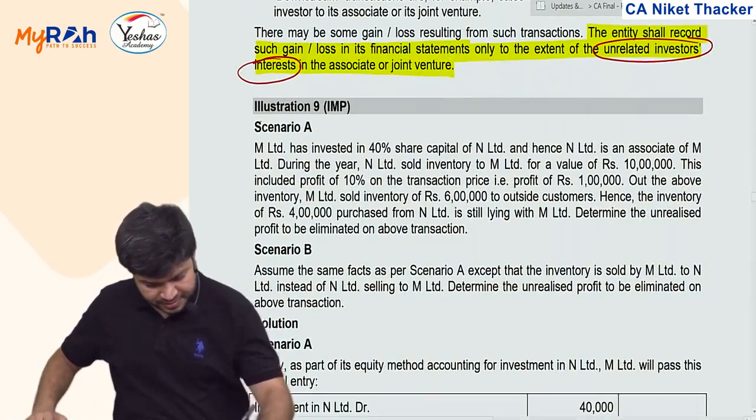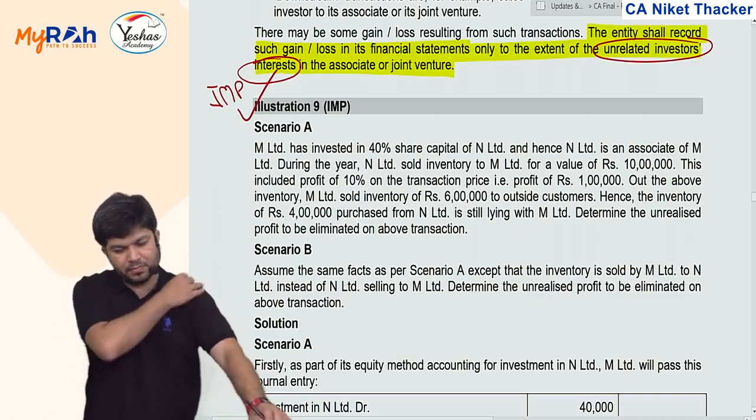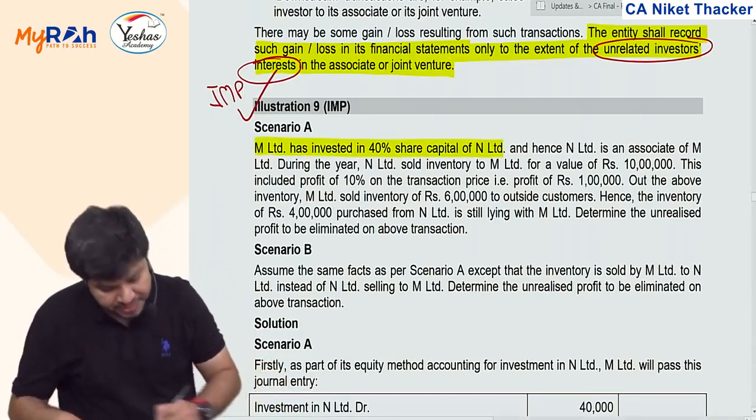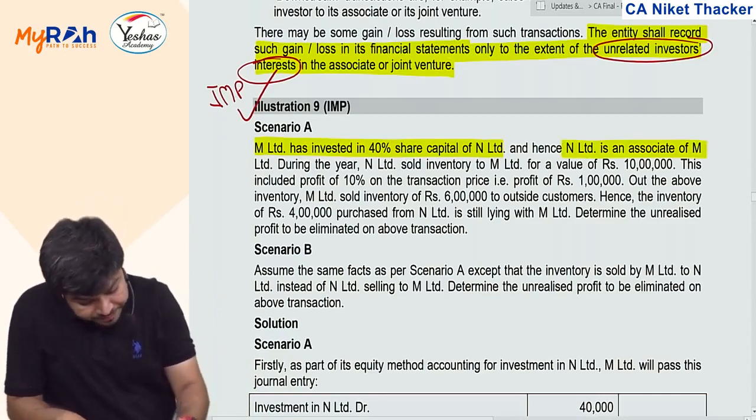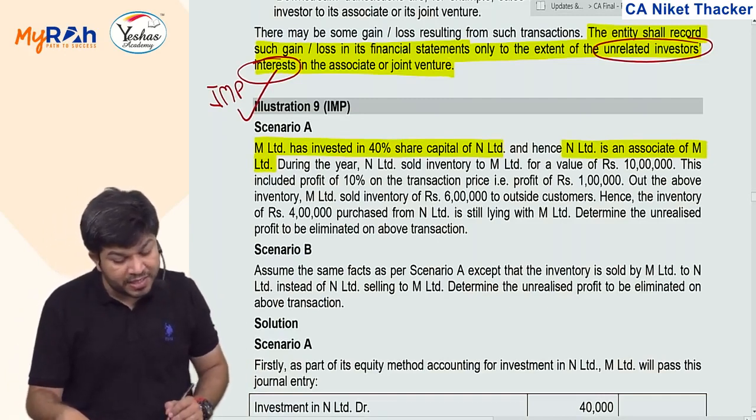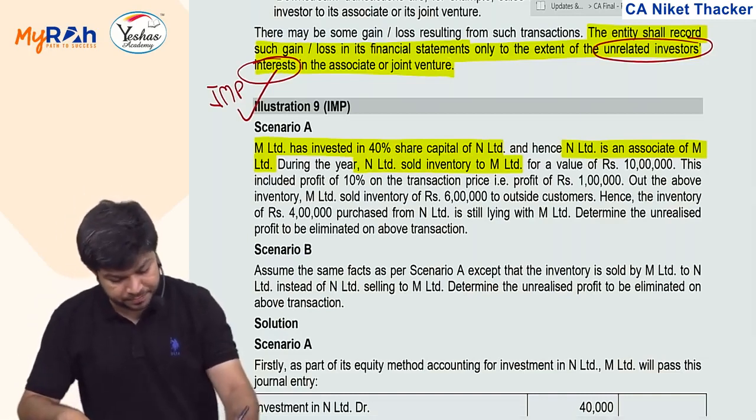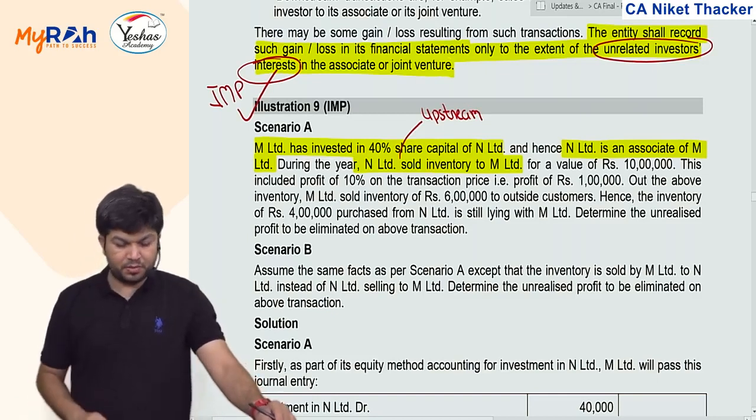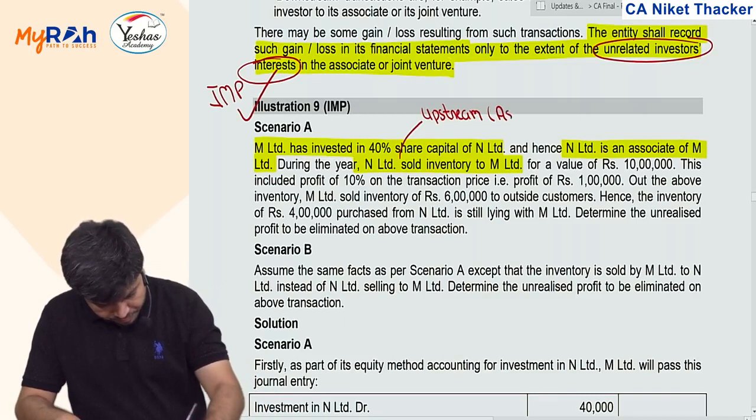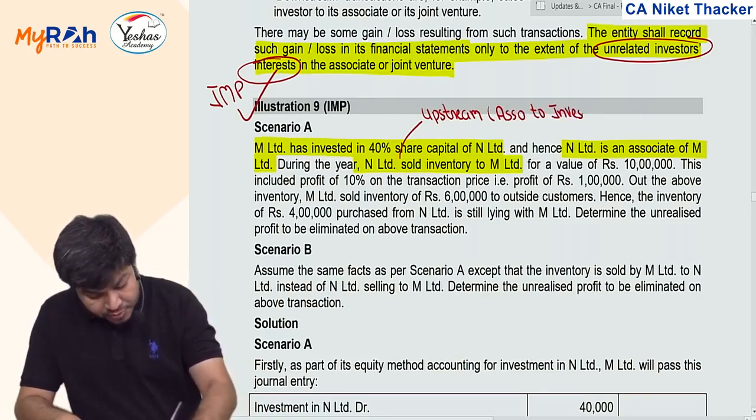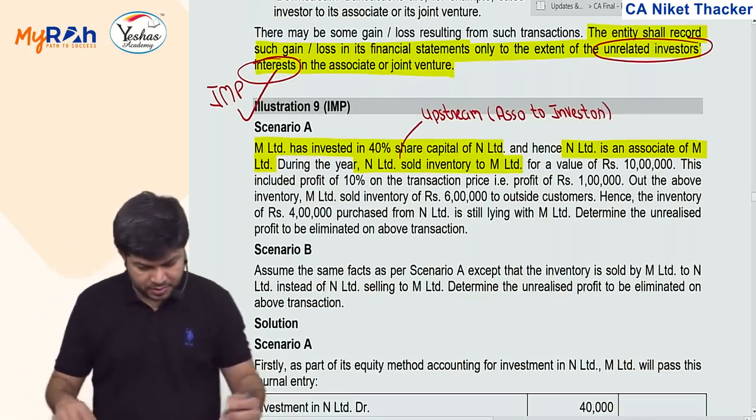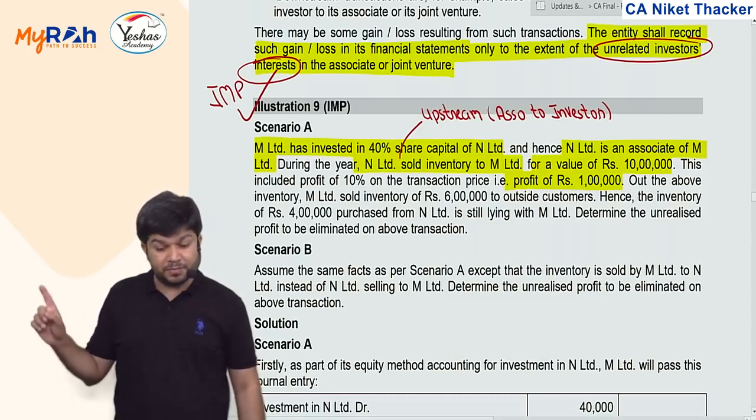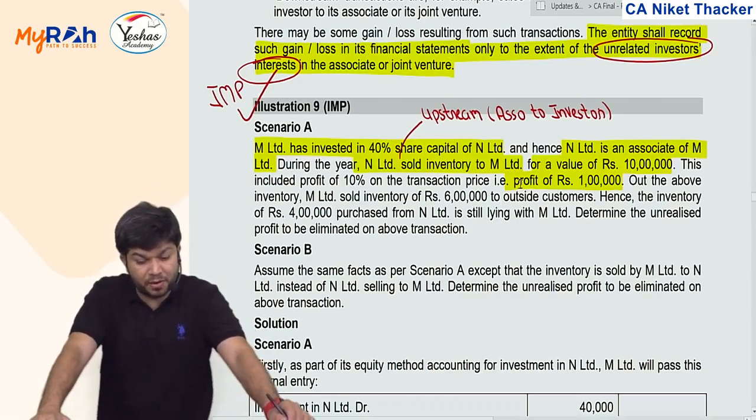Okay, let's see the question. Ninth, important. M has invested in 40% share capital of N. N is an associate of M. During the year, N sold inventory to M, associate to investor. It's upstream. The associate made a profit of 1 lakh; they sold for 10 lakh, profit is 1 lakh.